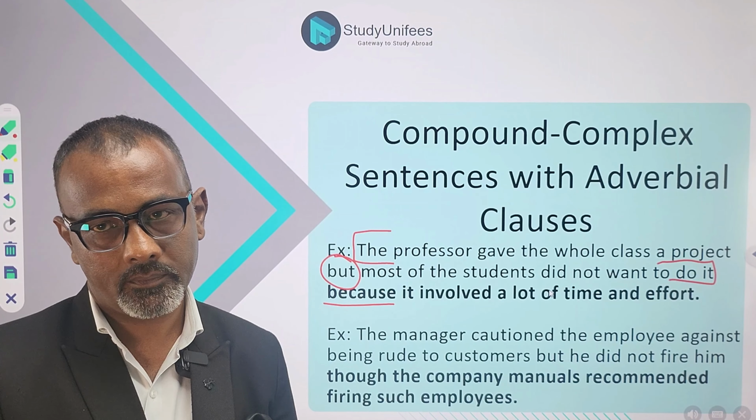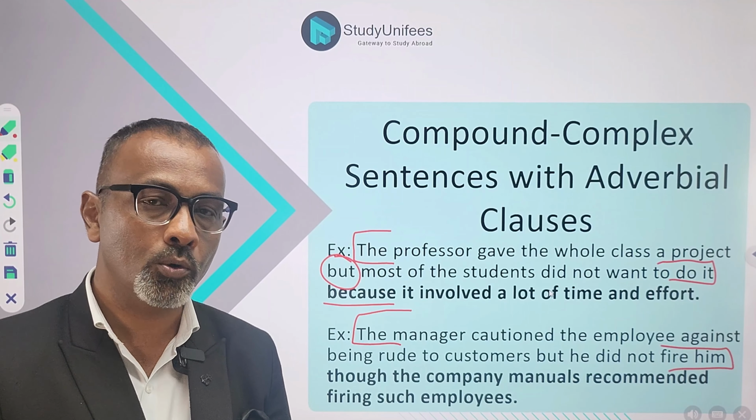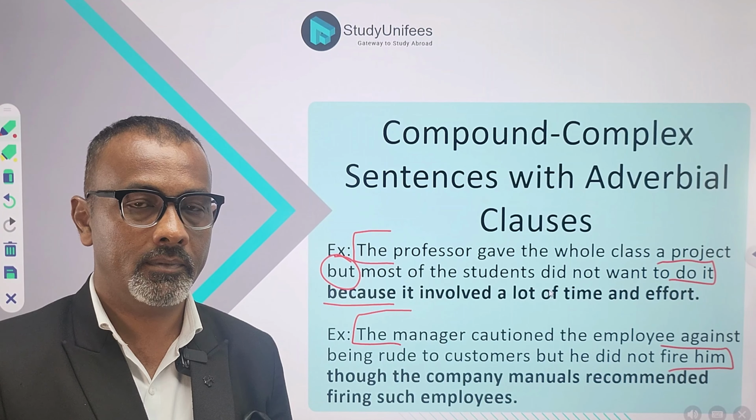The first independent in the compound is: the manager cautioned the employee against being rude to customers. The second independent is: but he did not fire him. When the compound element is finished, the adverbial is introduced in this example. Here, the adverbial is initiated by though, the subordinate conjunction.